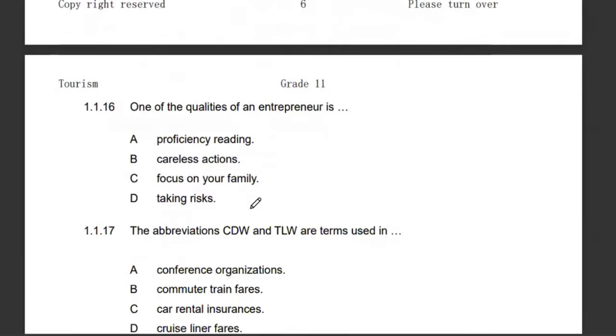All right, 1.1.16. One of the qualities of an entrepreneur is, when you're an entrepreneur, you are supposed to be able to take risk. You are supposed to be in a position to take risk. So taking risk is one of the qualities of an entrepreneur.